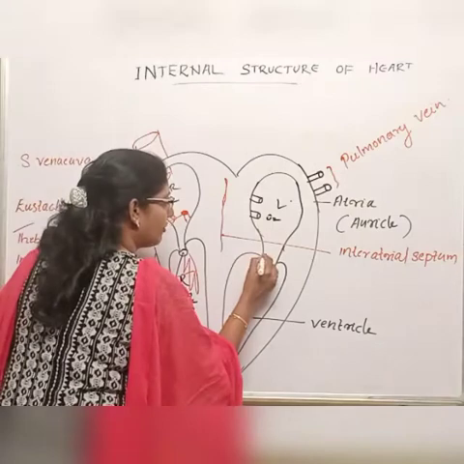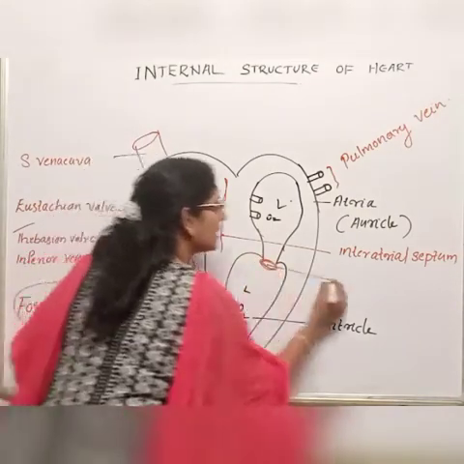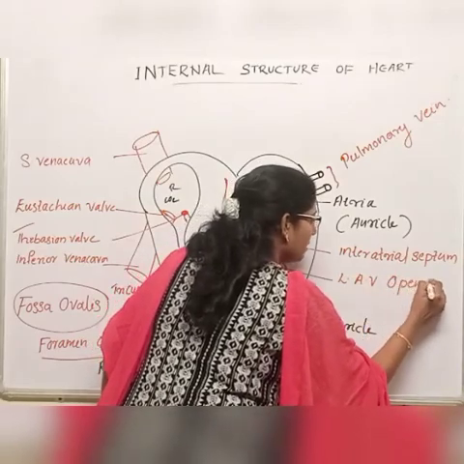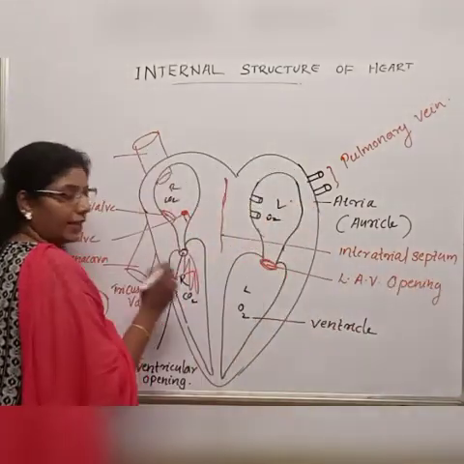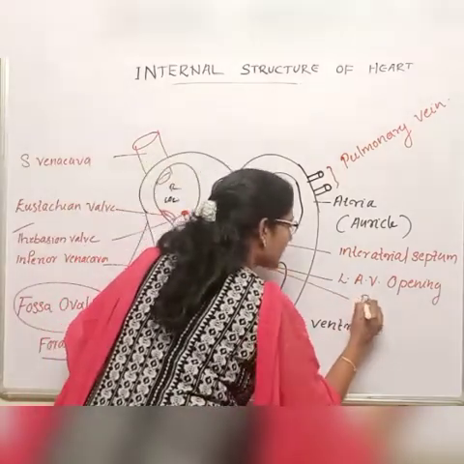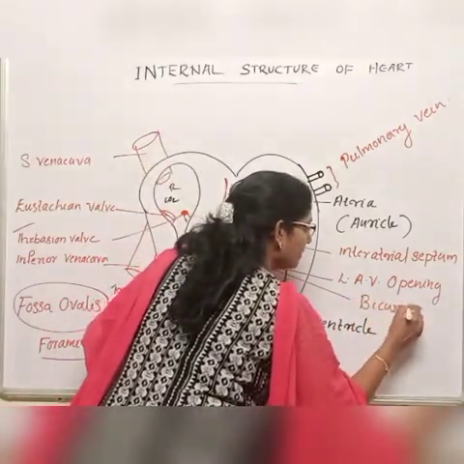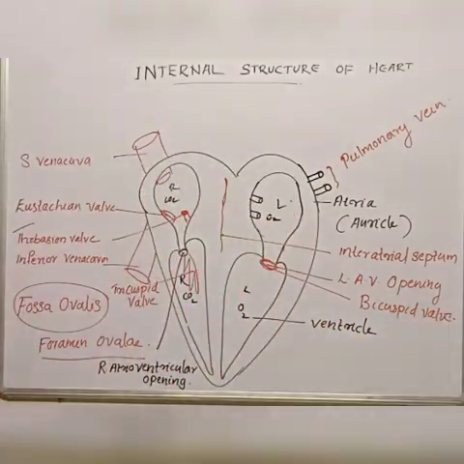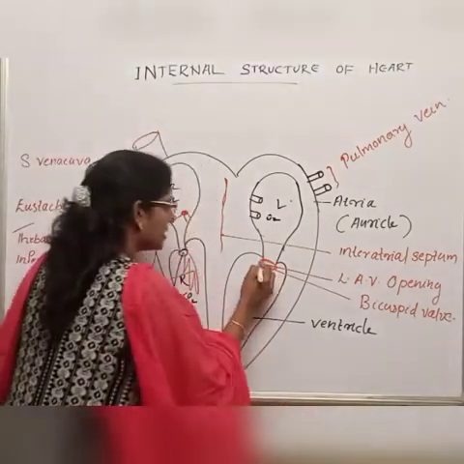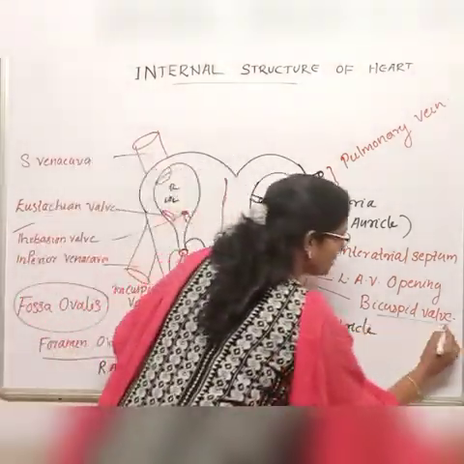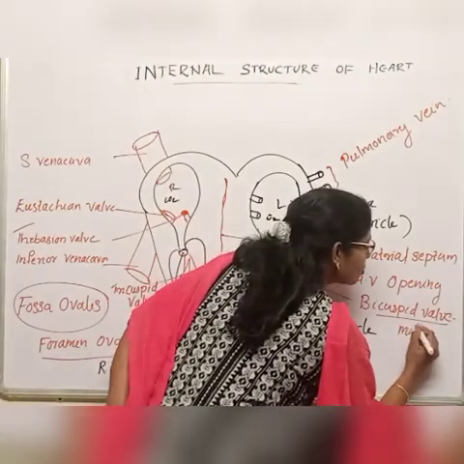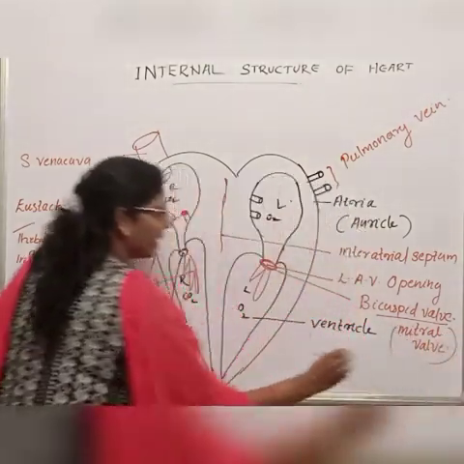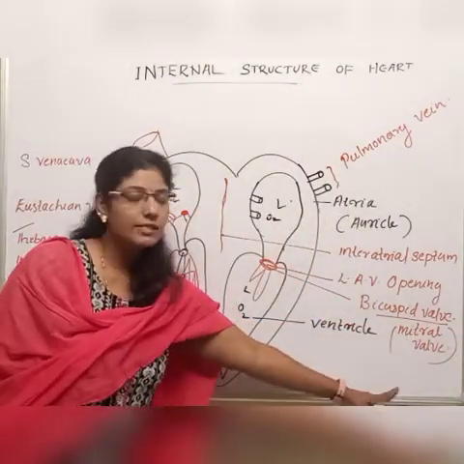Like that, left atrioventricular opening. Here also one valve is there. This is the left atrioventricular opening. In this opening also one valve is there. That valve is called bicuspid valve. This bicuspid valve consists of two flaps. It is also known as mitral valve.